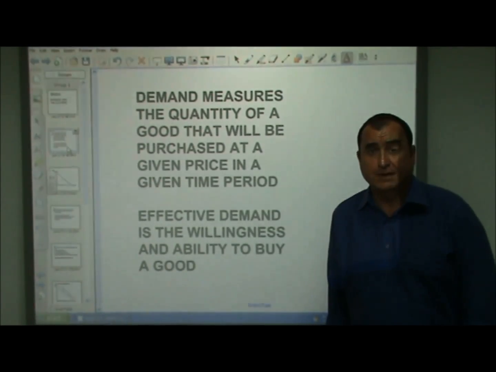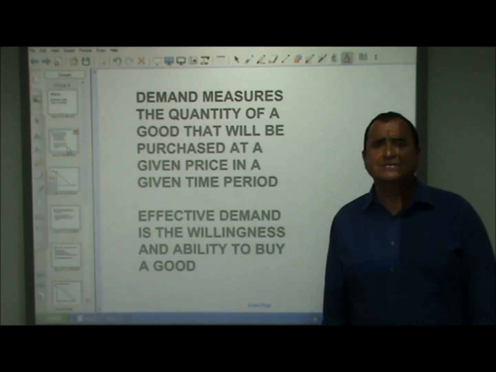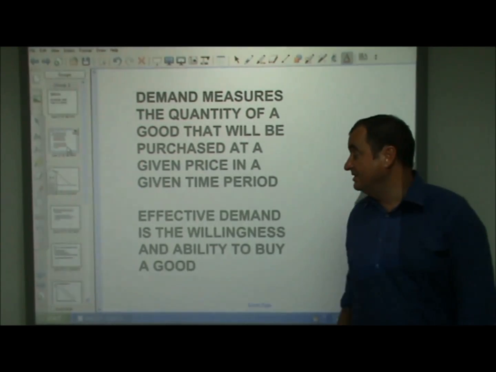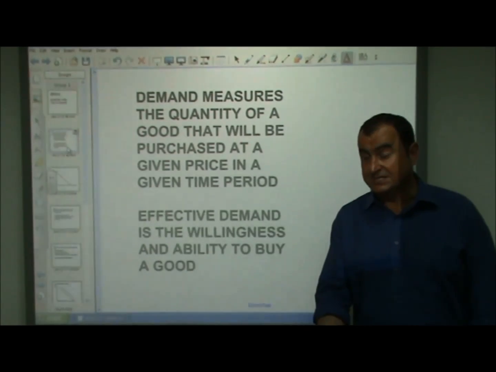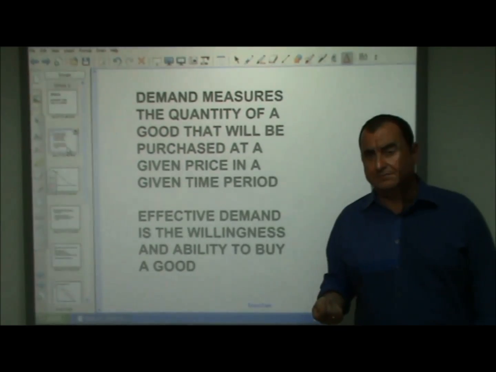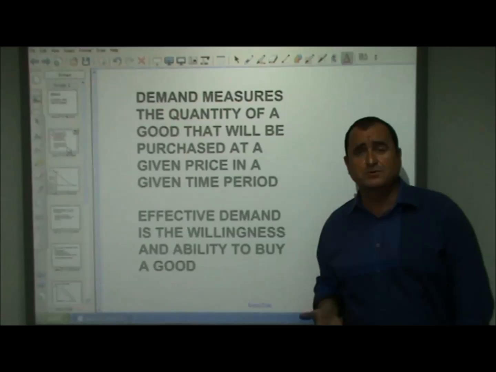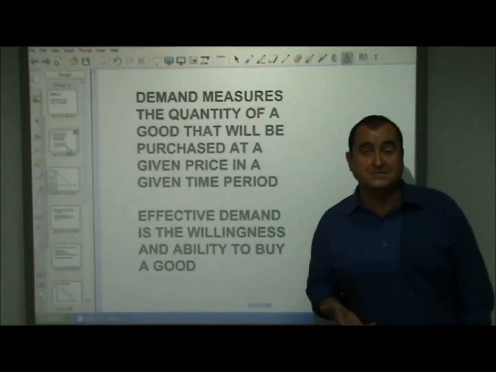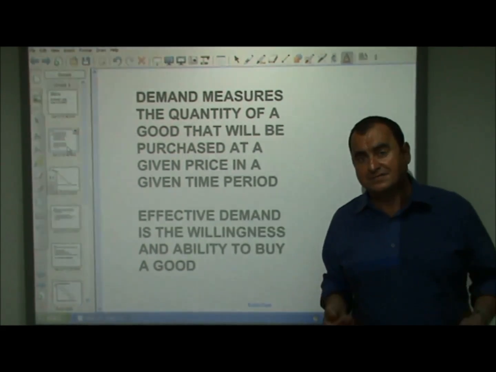I have the ability to go out and buy kilos and kilos of potatoes today, but I'm not going to. I don't have the willingness. I have the ability, but I'm not going to demand those potatoes because I don't want those potatoes. So having the ability to pay for something is not demand. On the other hand, I would love to buy a Ferrari sports car, so I certainly have the willingness. However, I don't have the ability to buy a sports car, so I'm not able to demand the car.